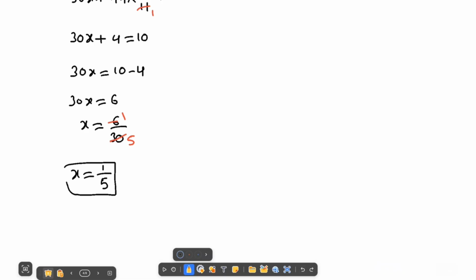So this is the y value. Therefore the solution (x, y) is: x is 1 by 5, y is 1 by 11. This is the solution for the given pair of linear equations in two variables.